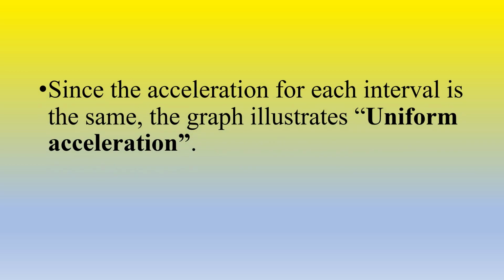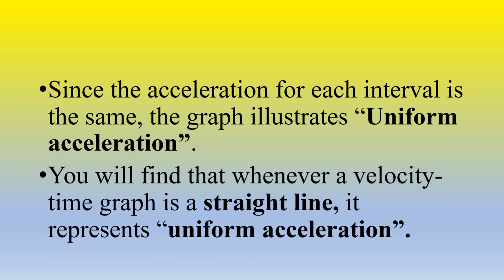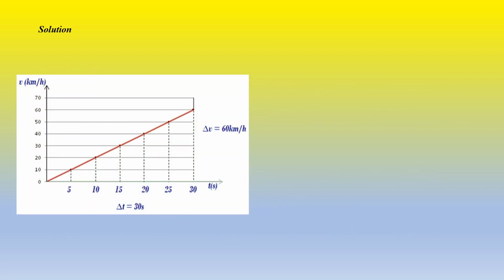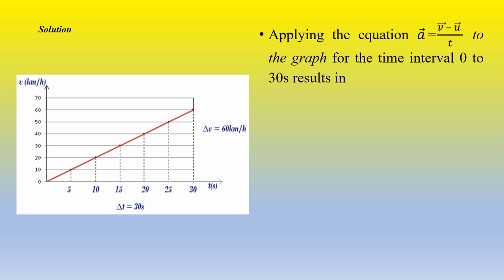Since the acceleration for each interval is the same, the graph illustrates uniform acceleration. You will find that whenever a velocity time graph is a straight line, it represents uniform acceleration. Solution. Applying the equation a equals v minus u over t to the graph for the time interval 0 to 30 seconds results in acceleration equals 60 km per hour minus 0 over 30 seconds equals 2.0 km per hour per second.